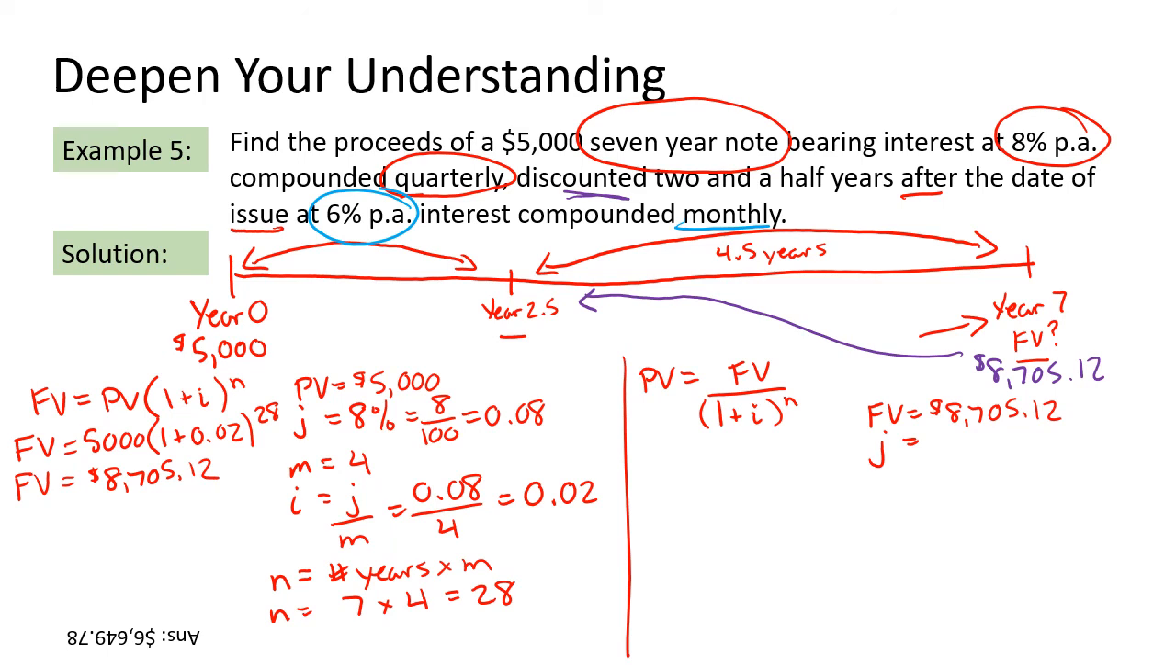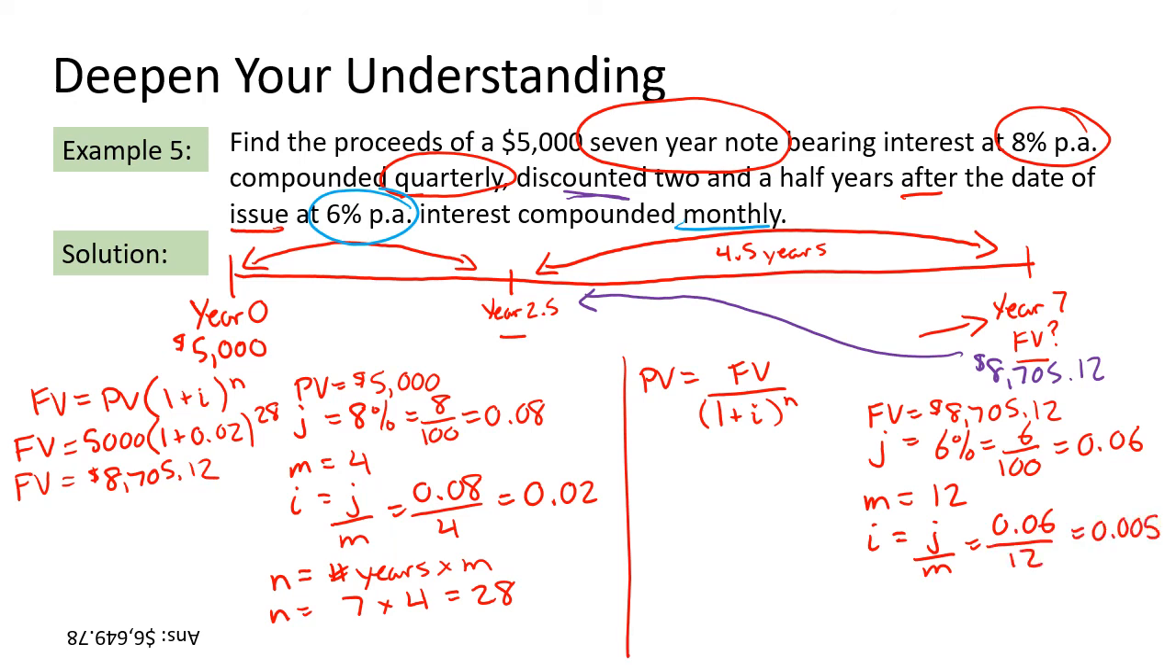So if we take that into account, j, our interest rate, is 6%, is equal to 6 divided by 100, removing the percentage sign, is equal to 0.06. Our number of compounding periods per year, m, again, it's compounded monthly, so that means m is equal to 12. Putting these together, our periodic interest rate is equal to j divided by m, which is equal to 0.06 divided by 12, which equals 0.005.